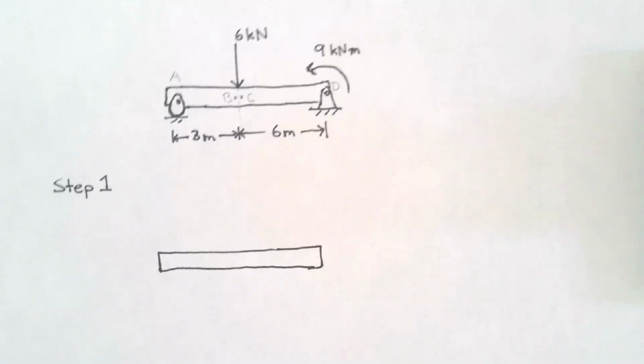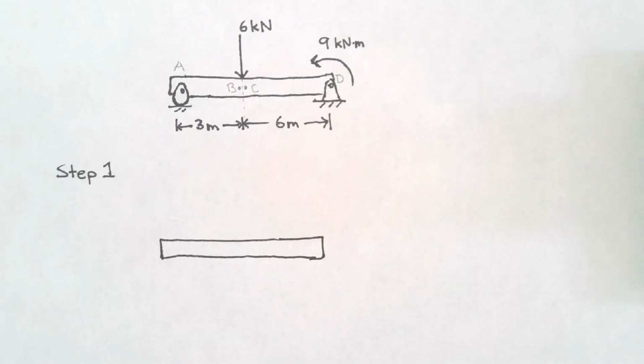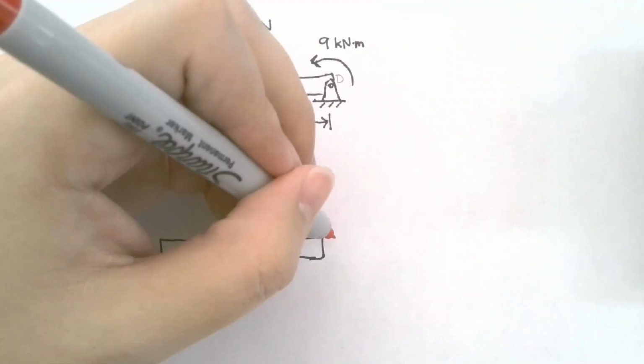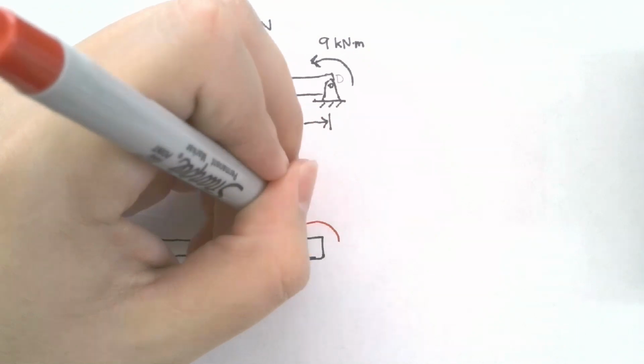Notice that when we're trying to find internal forces on a structural member, our free body diagram has to be of the entire structural member, not of a point in that member. Let's look at the forces. We are given a 9 kilonewton meters moment acting on the right side.